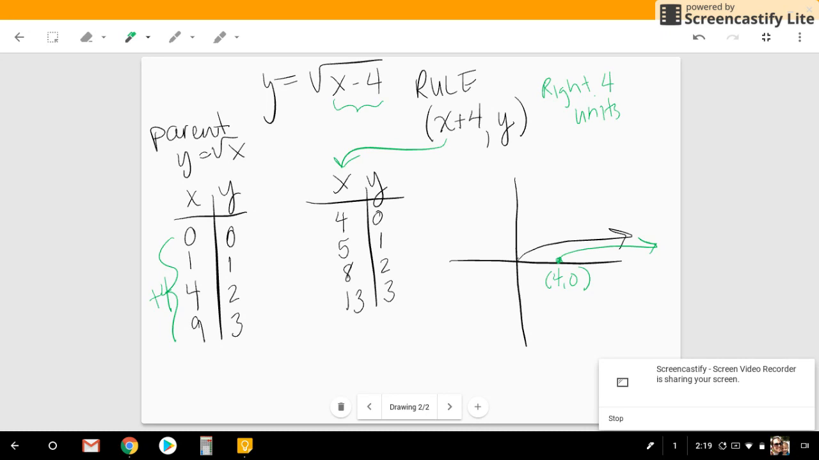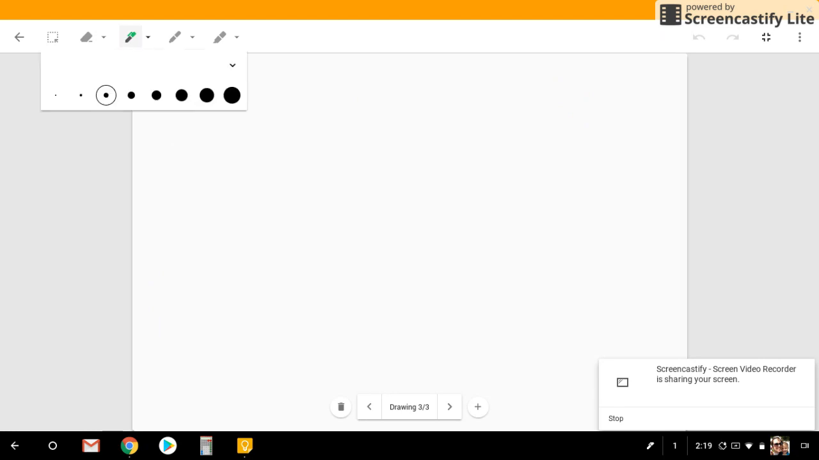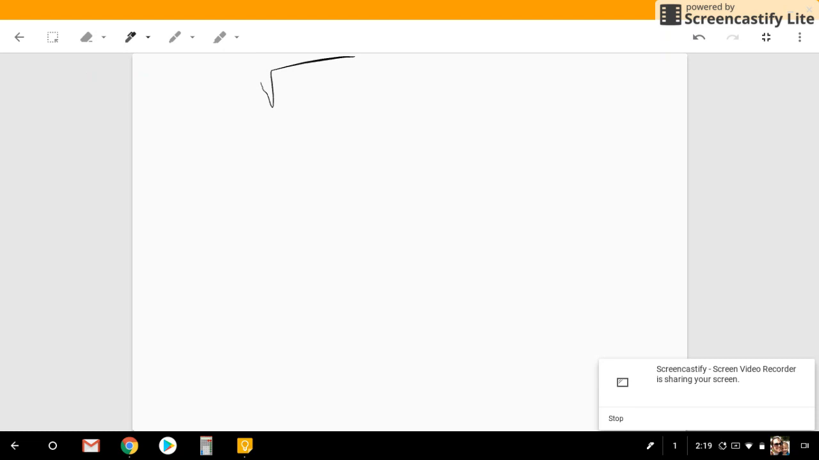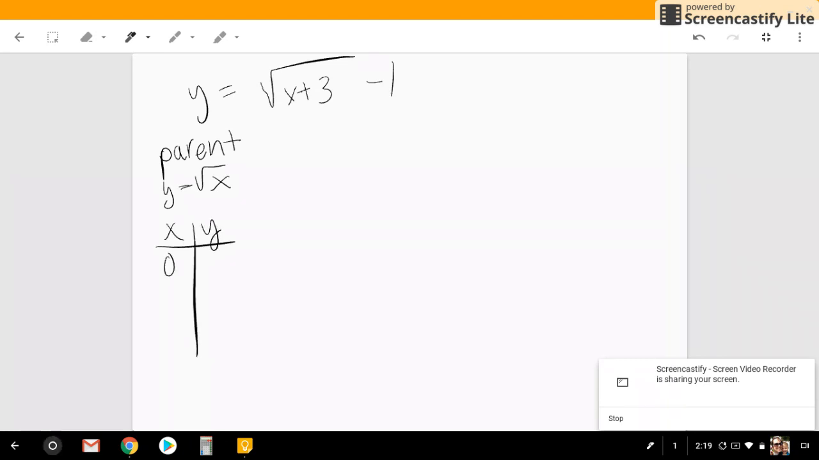than we did before. Okay, so I'm going to do one of them that now has 2 things happening to it, so we can do the rule to both the x's and the y's. Okay, so my new one will be the square root of x plus 3, minus 1. Okay, so I'm using the same parent function as before. I hope you noticed that. So the parent is y equals the square root of x. So I can copy that same parent table down again. 0, 1, 4, 9, 0, 1, 2, 3.